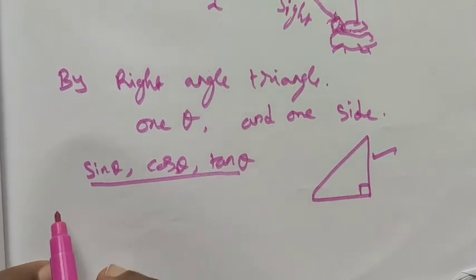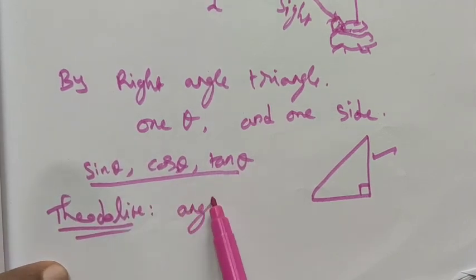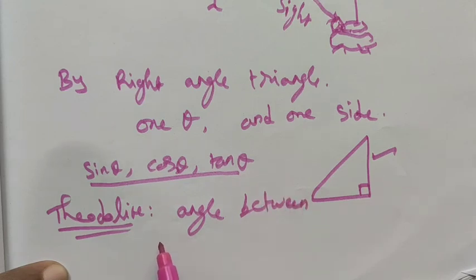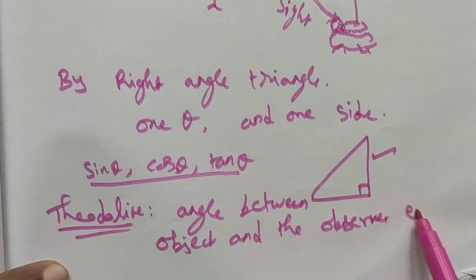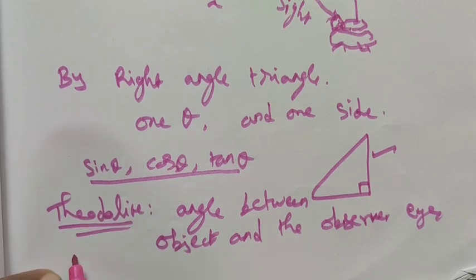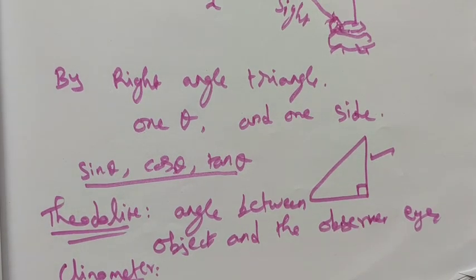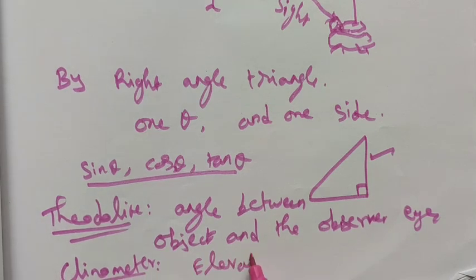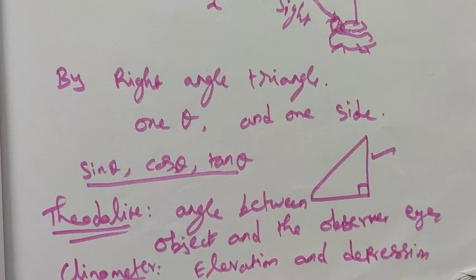Here, generally they use a theodolite to measure the angle between the object and the observer's eyes. The angle between the object and the observer, we can find by using the theodolite. And the next one is the clinometer, which is used to measure the angle of elevation and depression. By using the clinometer we can measure both the angle of elevation and depression.